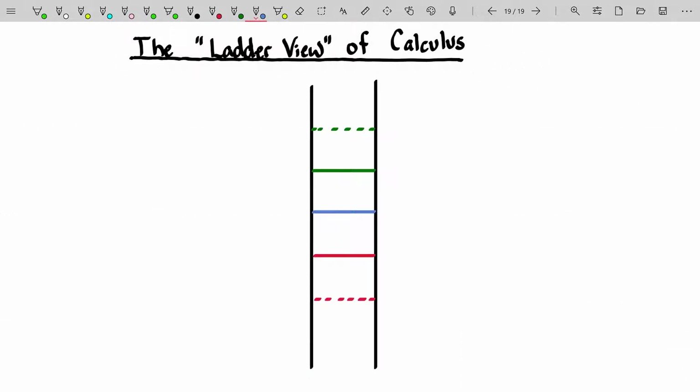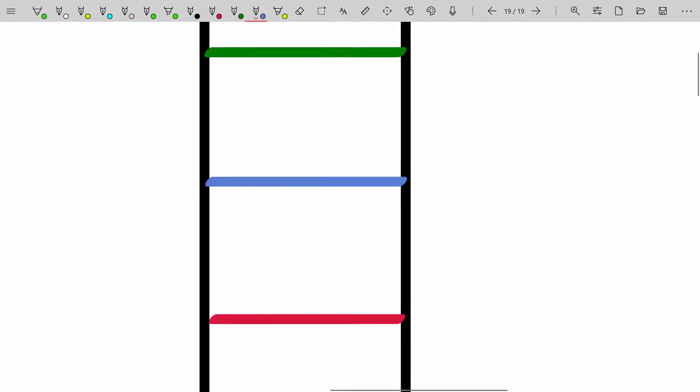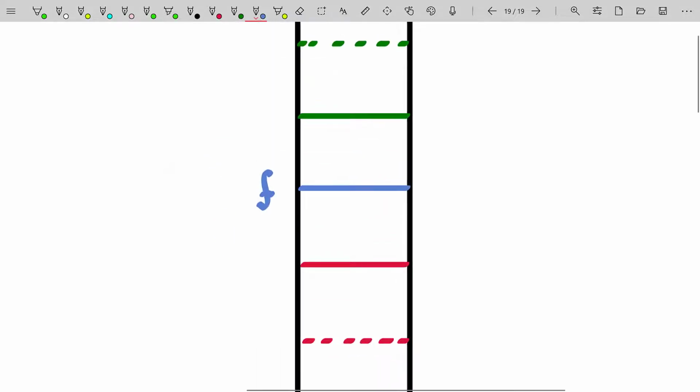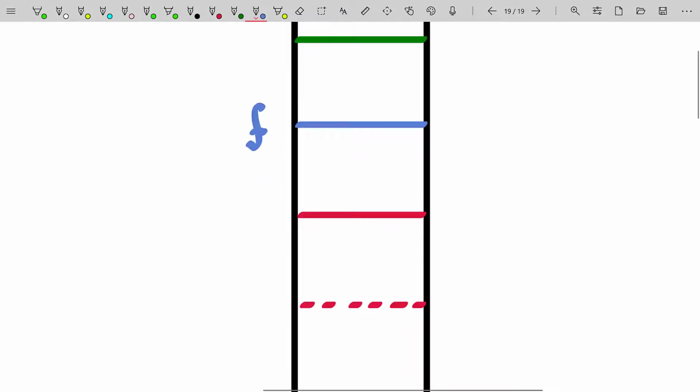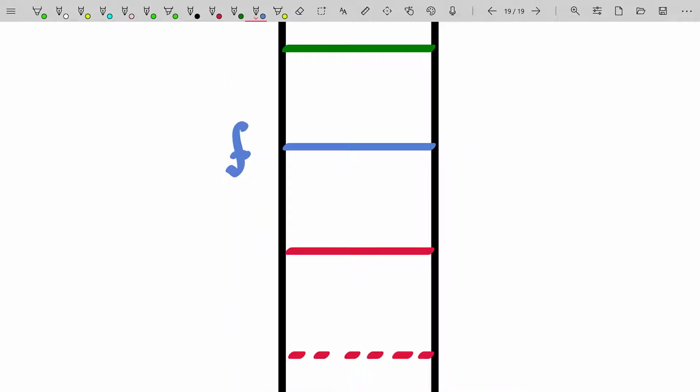So to understand what I mean by the ladder view of calculus, I just drew out a ladder, go figure. The most important part of this ladder is the rung that you're standing on, and let's just pretend this rung is the function f. When you take the derivative, and I'll start with derivatives because people can watch this while they're in Calc 1 or Calc 2, it's useful to think of it as going down a rung on that ladder. At least I think it is. It may not seem that way to you, but it is how I feel about it.